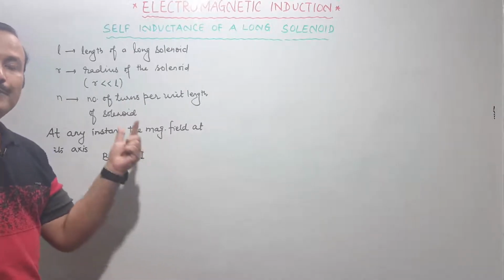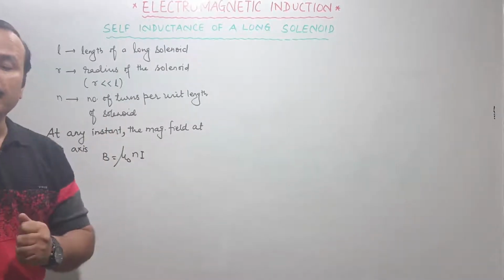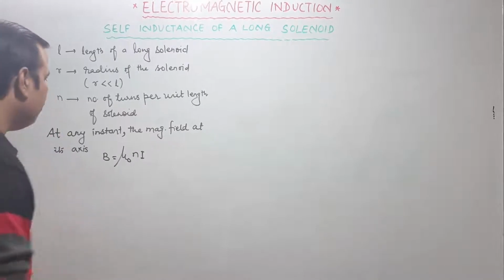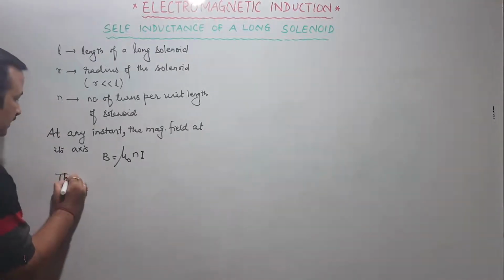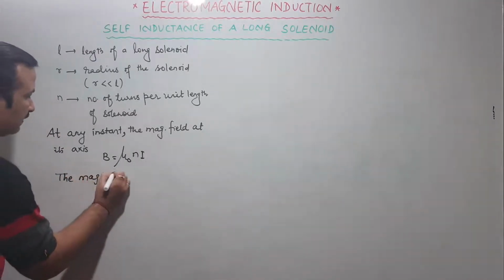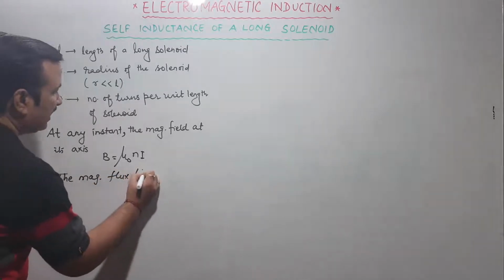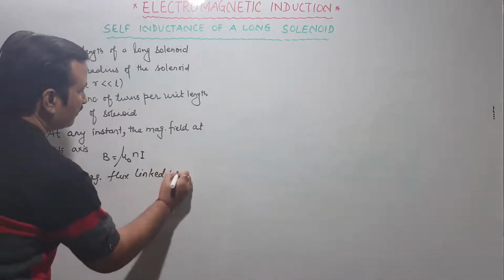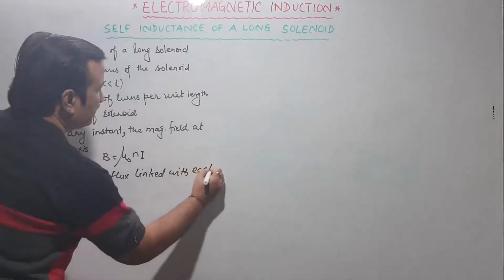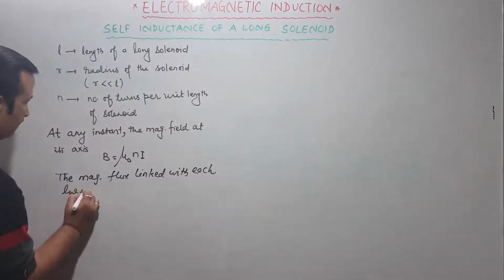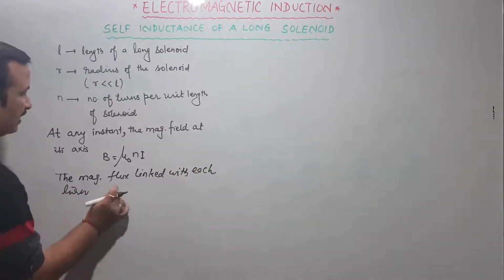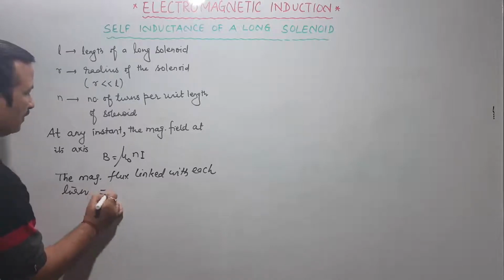So what will be the magnetic flux linked with the coil, or linked with each turn? First we will be finding the magnetic flux linked with each turn, say phi, or we can just write it equal to how much?